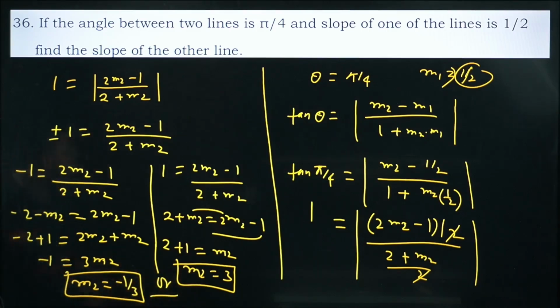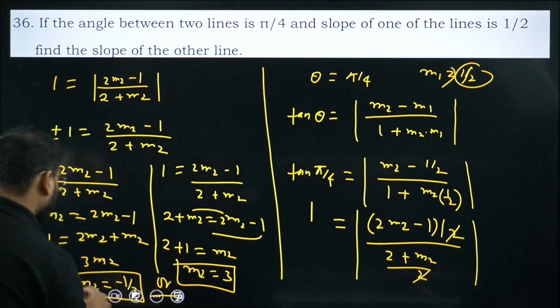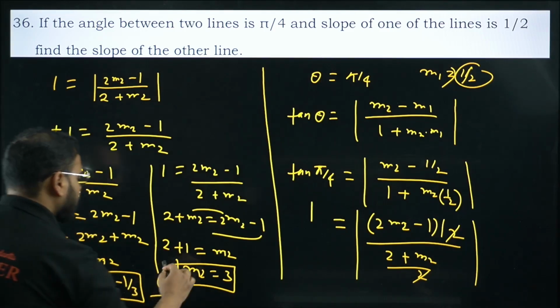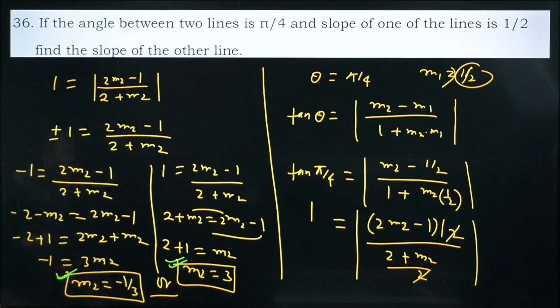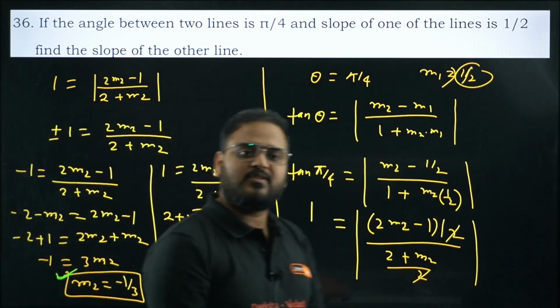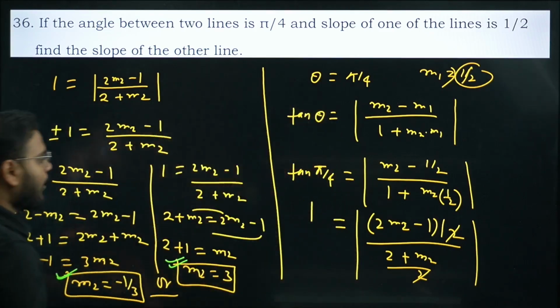Both of them are answers. Both of these are correct answers, please check. Both of them are right. 3 and minus 1 by 3 are the correct answers. I hope this is all okay to you.